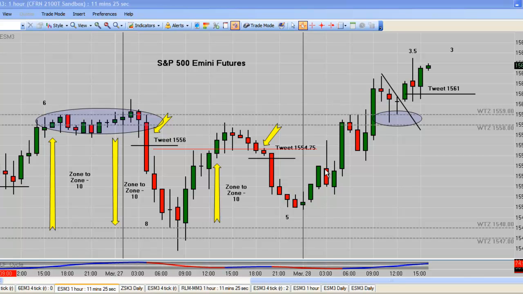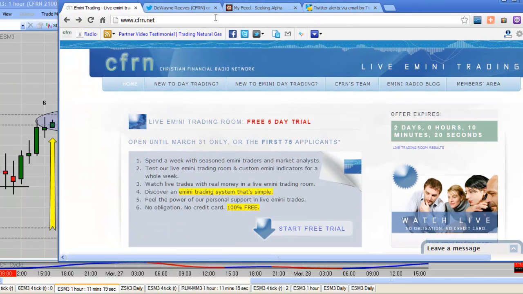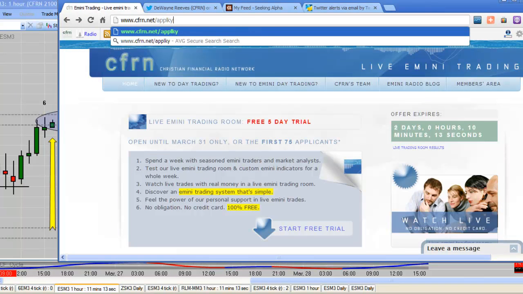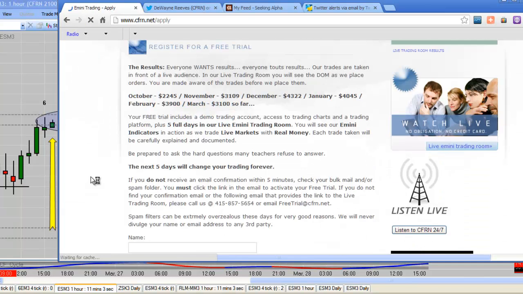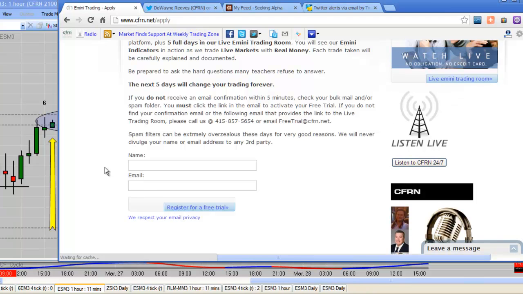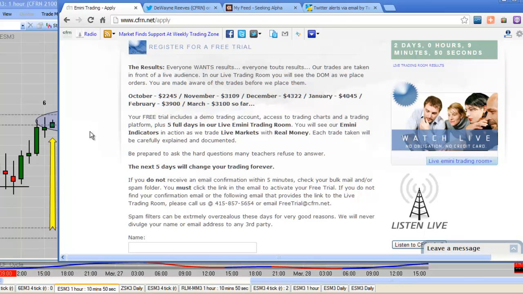Just when you sign up for the free trial, here's where you sign up. It's all over the website, but the shortcut is cfrn.net/apply. All right. Name and email. No mystery question. No your mother's maiden name. And no credit card. You're going to get an automated email response. You'll probably have to go to your bulk folder, your spam folder, somewhere to find it. Click the confirmation link, because we hate spam as much as you do. That's why it's a double opt-in confirmation. Okay? Do that.